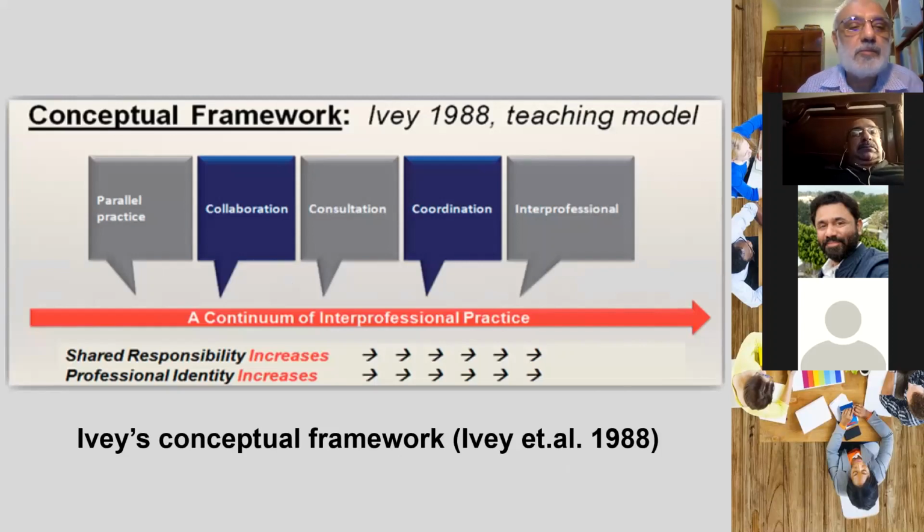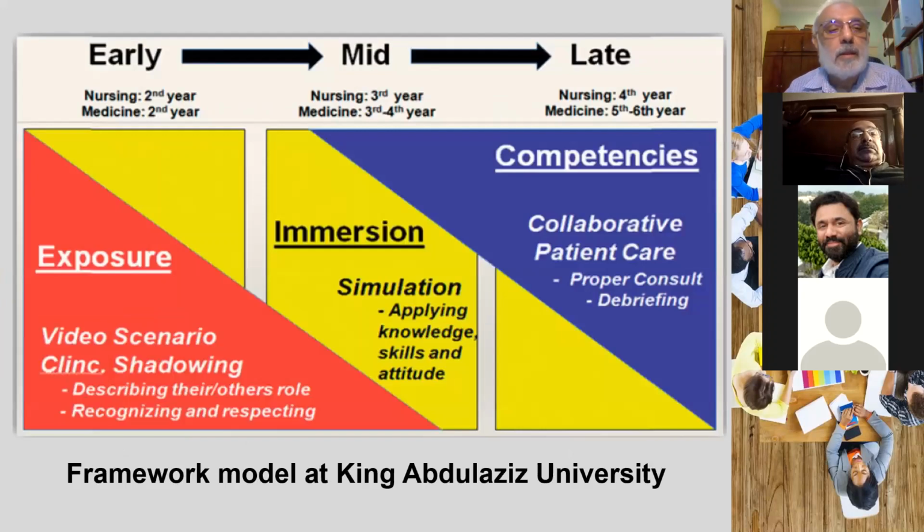This is a conceptual framework which starts with parallel practice, what we are doing, or to some extent we are at the collaboration level, goes to consultation, then coordination, and finally interprofessional learning and interprofessional practice. Here are different stages, from a slide I showed you earlier as well, from King Abdulaziz University. It starts from exposure, then goes to the immersion level, and finally to the development of competencies, of course, over a period of a few years.